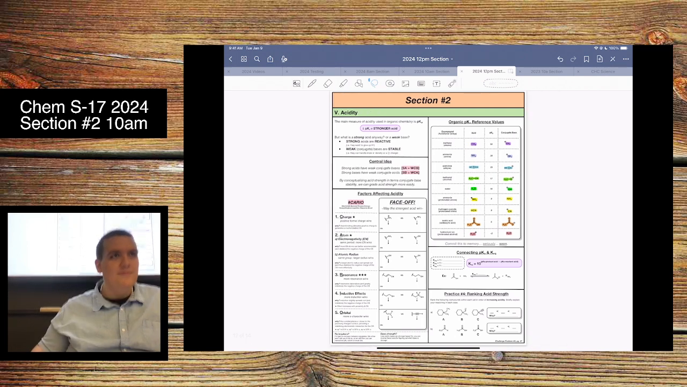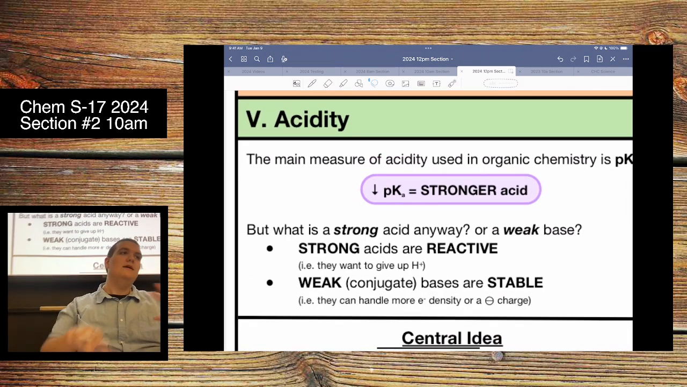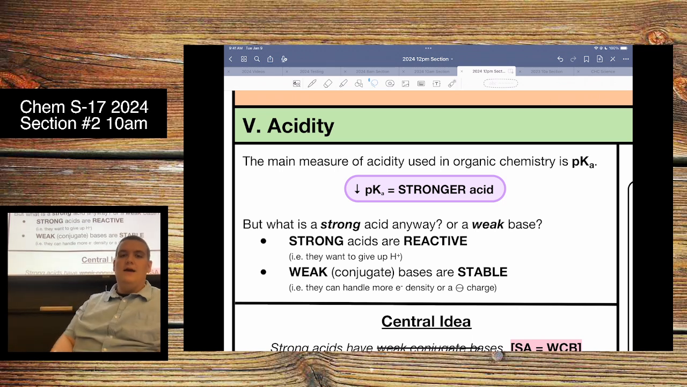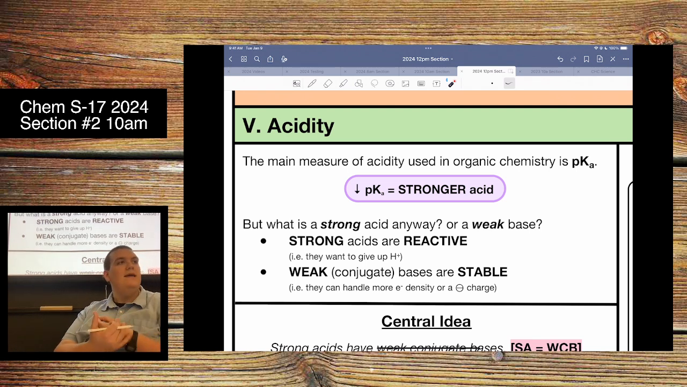Let's pivot to acids. So, you talked about a lot of different ways of talking about acids, and in Gen Chem you were doing Kas and everything, but we only care about pKas. So you just need to know the trend that a lower pKa is a stronger acid. Great. So when we say strong and weak, what do we really mean by that? So a strong acid, for example, is a reactive acid. And then something like a weak base is going to be a stable base.